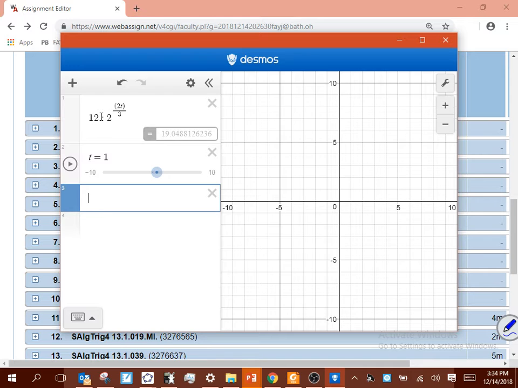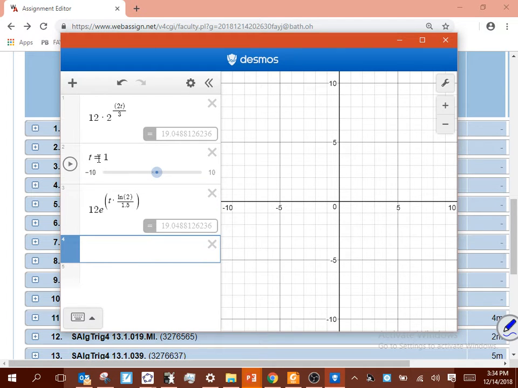Don't really worry too much about what t is right now. I'll come back and fix that. And the other one was 12e raised to the, I believe it was t times ln of 2 over 1.5. Again, don't really care what t is, but you can see right now, with t being 1 in both situations, those numbers are the same. Well, if t ends up being 4.3, they're both the same.